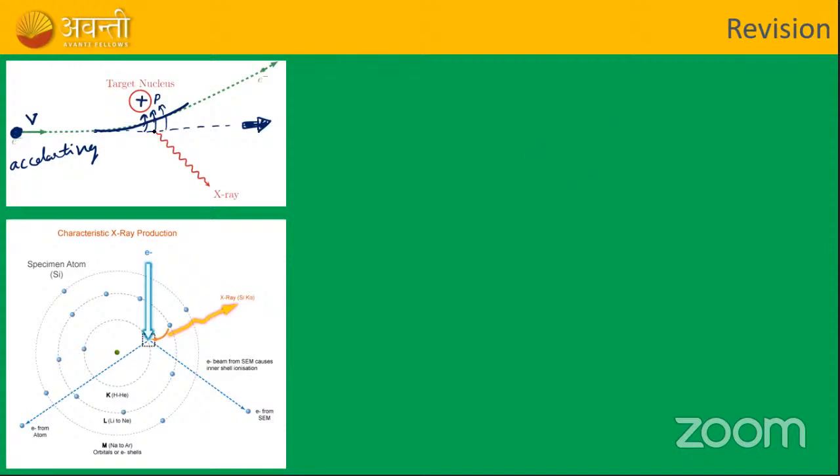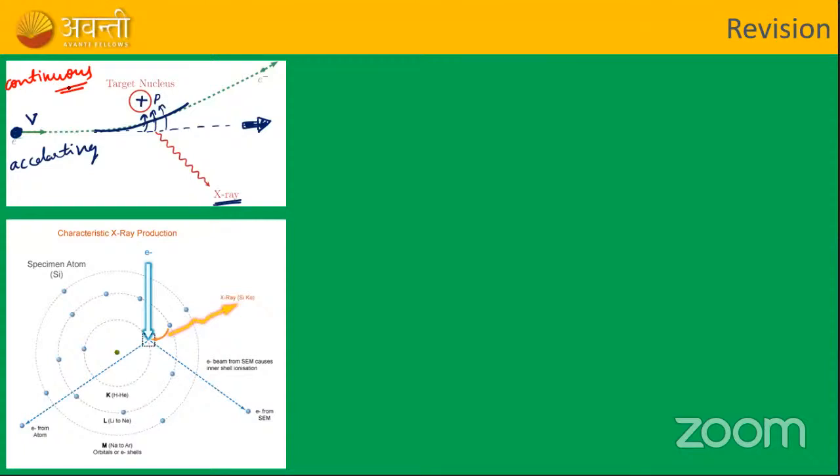And since this particle is moving in a curve with high velocity, it's going to emit a very strong photon, and that strong photon is X-ray. So this is the first way of getting X-ray. And these kinds of X-rays are called continuous X-rays. Am I clear?